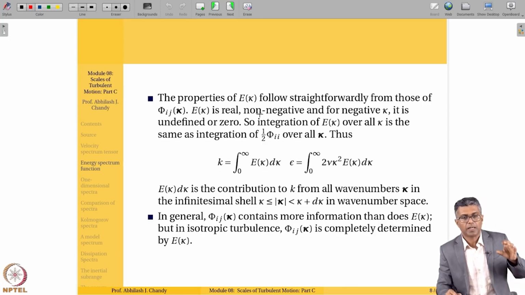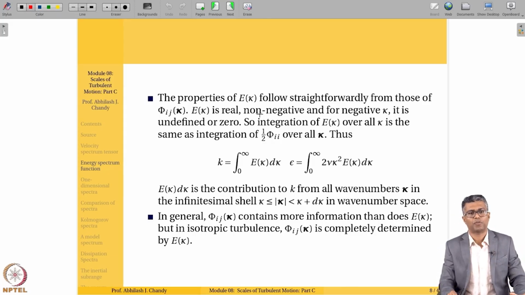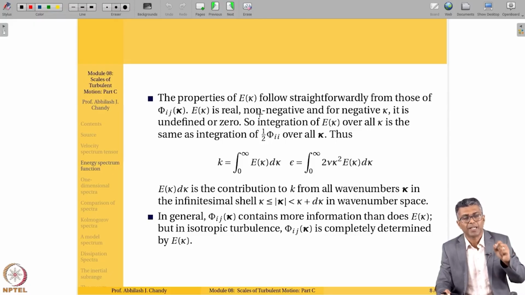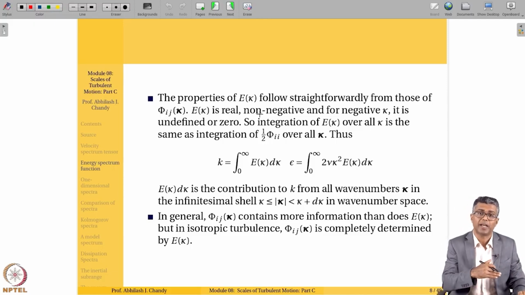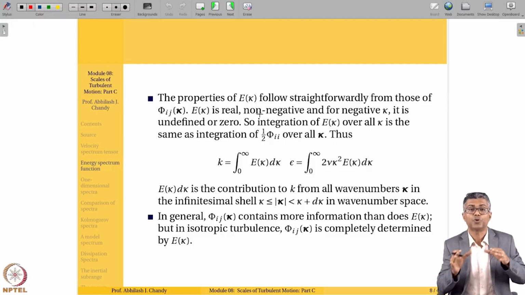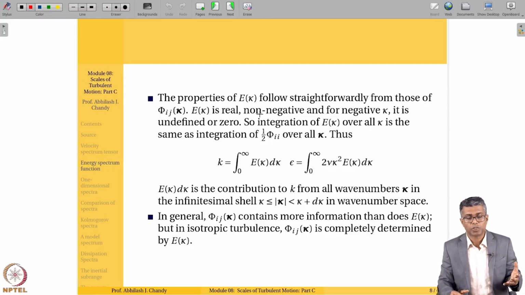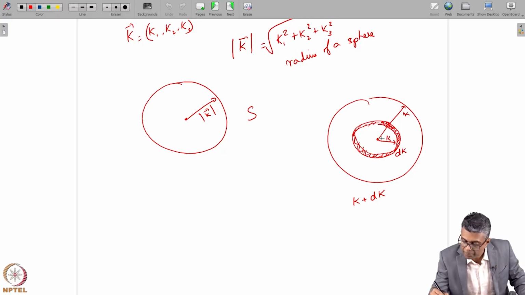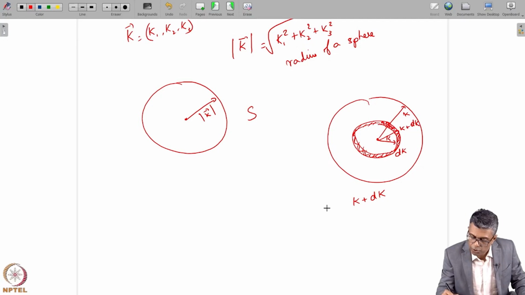So the properties essentially of the energy spectrum function follow exactly what you had for the velocity spectrum tensor. Nothing different. For example, E of kappa is real, it is non-negative, and for negative kappa, it is undefined or zero. It will always be real. So if you integrate E of kappa for all the wave number magnitude, it is the same as integrating half phi I over the entire wave number vector. So E of kappa d kappa is basically the contribution to the kinetic energy. E of kappa is the energy spectrum function. It is the contribution to K from all the wave numbers contained in the shell, kappa to kappa plus d kappa, isn't it? This is kappa, and this right here is kappa plus d kappa. So you have kappa magnitude less than or equal to kappa plus d kappa and greater than or equal to kappa.